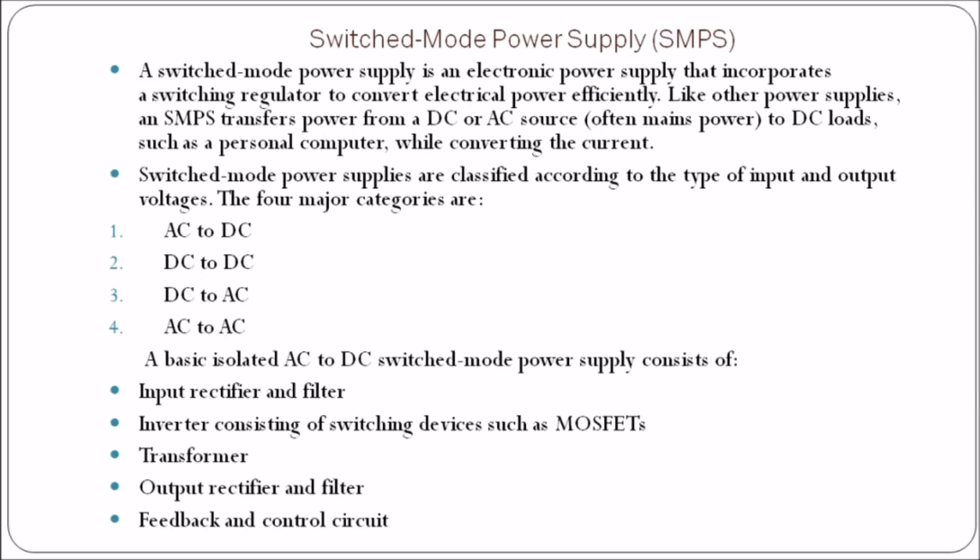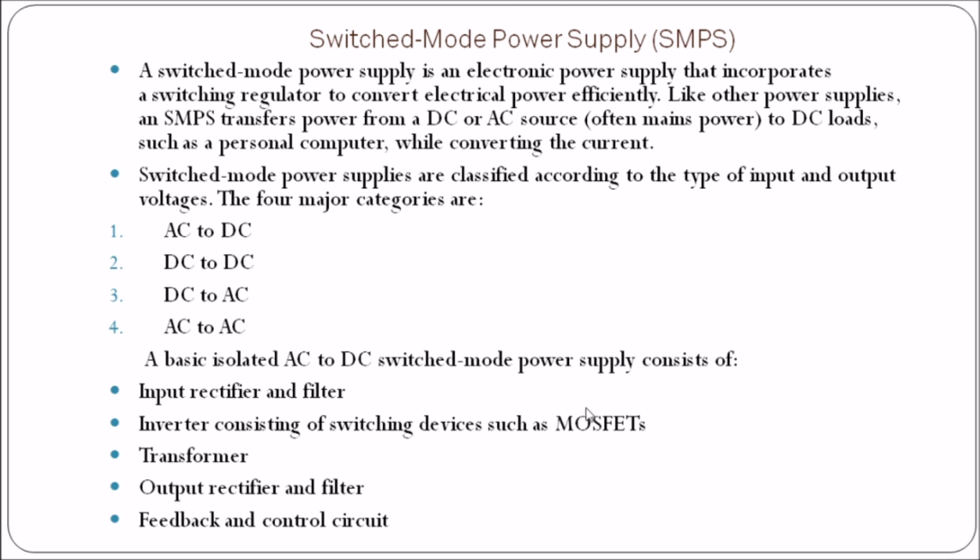Switched mode power supply. A switched mode power supply is an electronic power supply that incorporates a switching regulator to convert electrical power efficiently. Like other power supplies, an SMPS transfers power from a DC or AC source to DC loads, such as a personal computer, while converting the current. Switched mode power supplies are classified according to the type of input and output voltages. The four major categories are AC to DC, DC to DC, DC to AC, AC to AC.